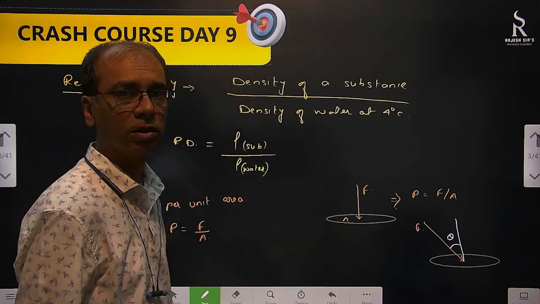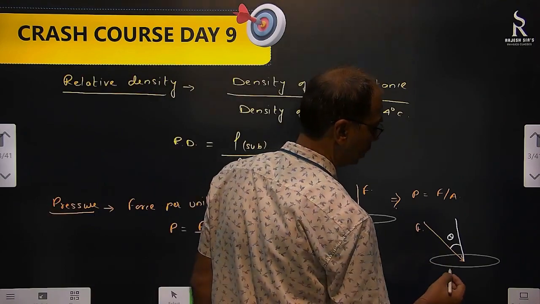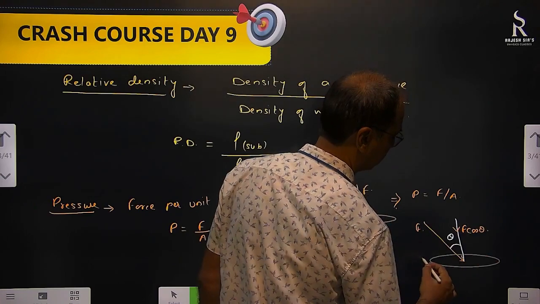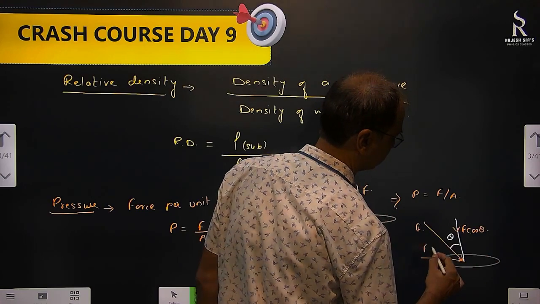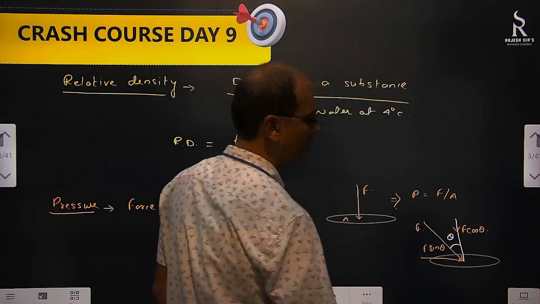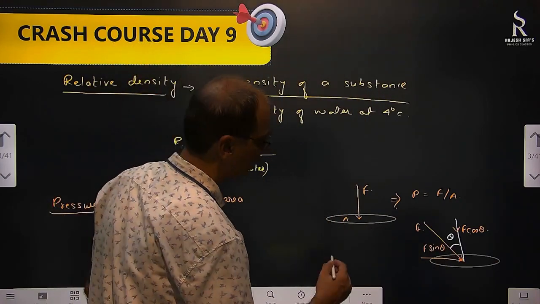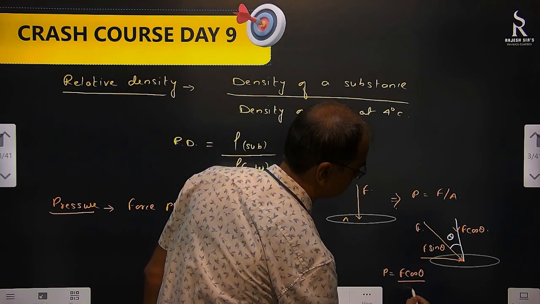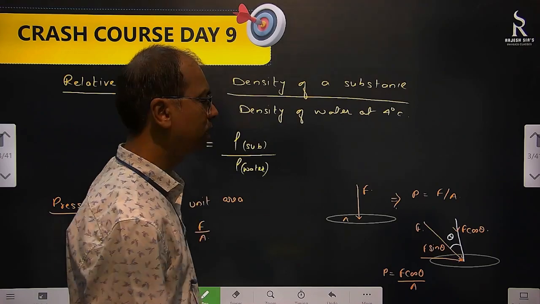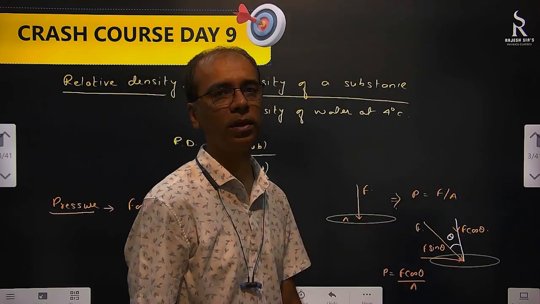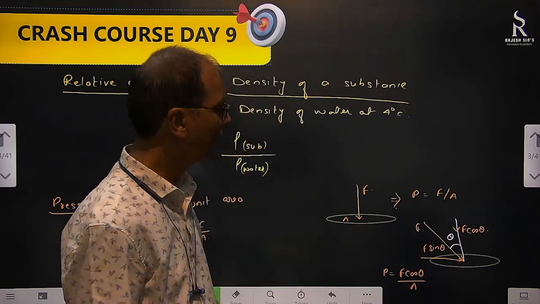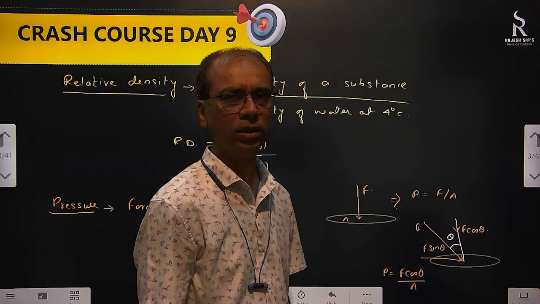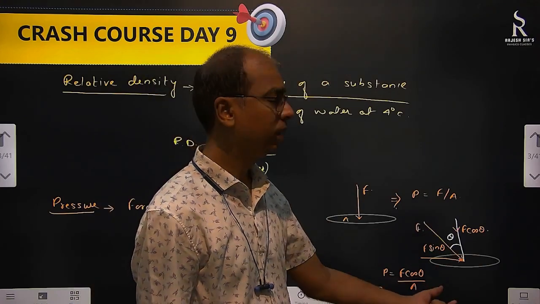Now what is the pressure? First of all we will see the components. This component is F cos theta and this component is F sin theta. Now pressure is F cos theta by A. That means if we want pressure to be created, force needs to be perpendicular to the area, then only pressure will be created, otherwise not. F sin theta is anyhow not applying pressure. It is a tangential force. It cannot create pressure, only perpendicular force can.